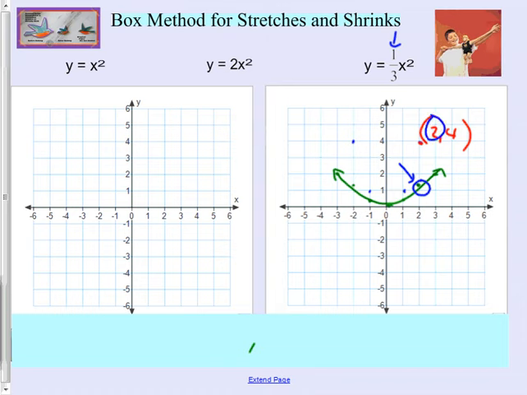X stays the same. X is 2. Excellent. And how do you find the y? You put 4 into everything. 4 into x squared, so x squared equals 4. All of that becomes a 4. Excellent. Y equals 4/3, or 1 1/3, which is exactly what she graphed right there. Very nice. Thank you. Good explanation.